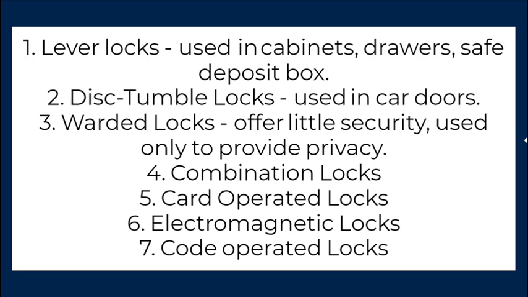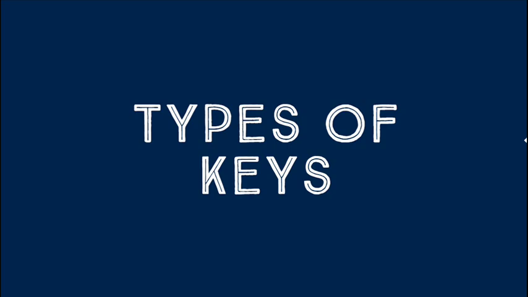Types of locks. 1. Lever locks, used in cabinets, drawers, safe deposit boxes. 2. Disc tumble locks, used in car doors. 3. Warded locks, offer little security, used only to provide privacy. 4. Combination locks. 5. Card-operated locks. 6. Electromagnetic locks. 7. Code-operated locks.